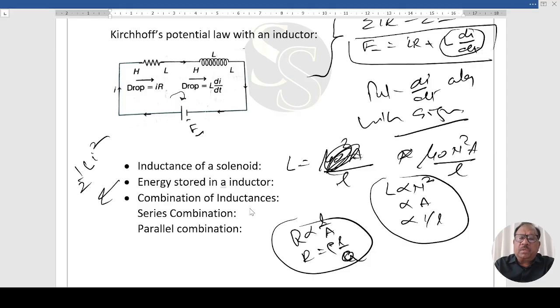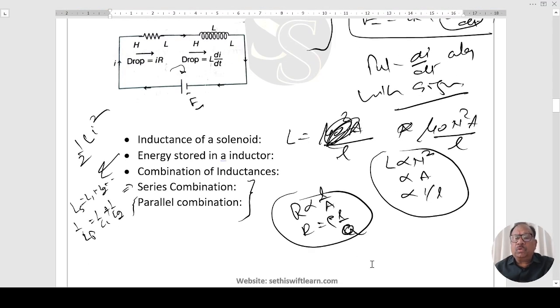Inductors can be connected in series, can be connected in parallel. In series, Ls equal to L1 plus L2, as in the resistors. In parallel, 1 over Lp equal to 1 over L1 plus 1 over L2. Right? Now start with the questions.